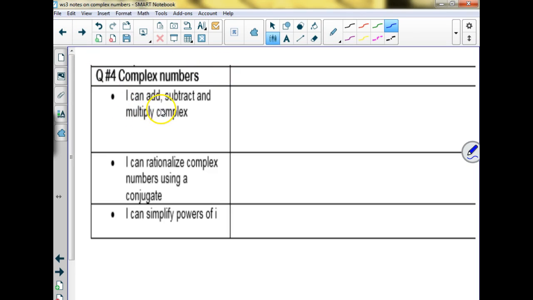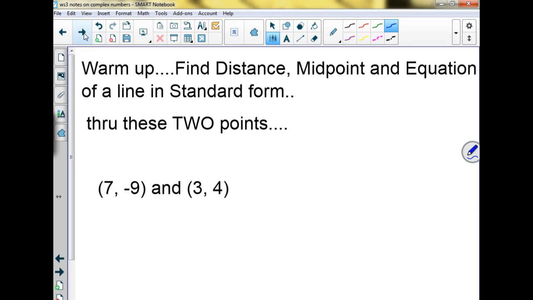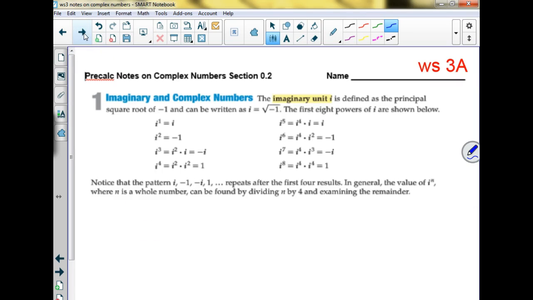Your learning targets on this are going to be able to add and subtract them. Super easy. You can rationalize a complex number using a conjugate. Okay, that's a little more complicated, and powers of i students sometimes struggle with. Now, let me give you the bad news about this. Some of you learned to do these in Algebra 2 by putting your calculator in a plus bi mode. You're not going to be able to use the graphing calculators for this quiz.